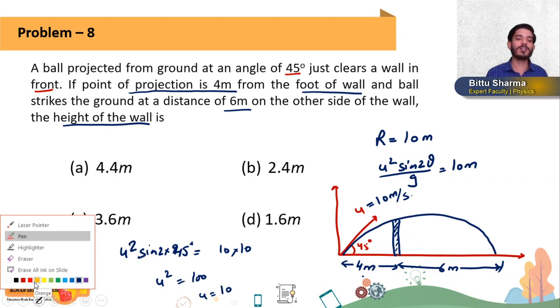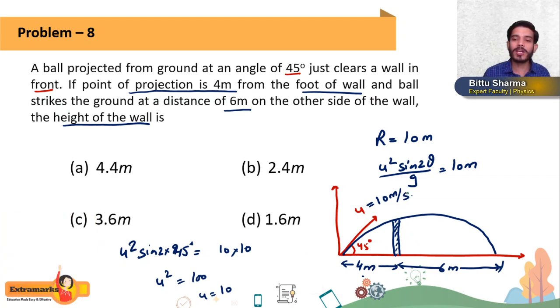What we have to calculate? Height of the wall. So students, if I ask you, can you tell me what is coordinates of this point? See, this horizontal component of this point will be what? It will be 4, because this distance is given to us 4. And what will be vertical component? Let us say this is y. Height of the wall is y. So let us say 4 comma y.